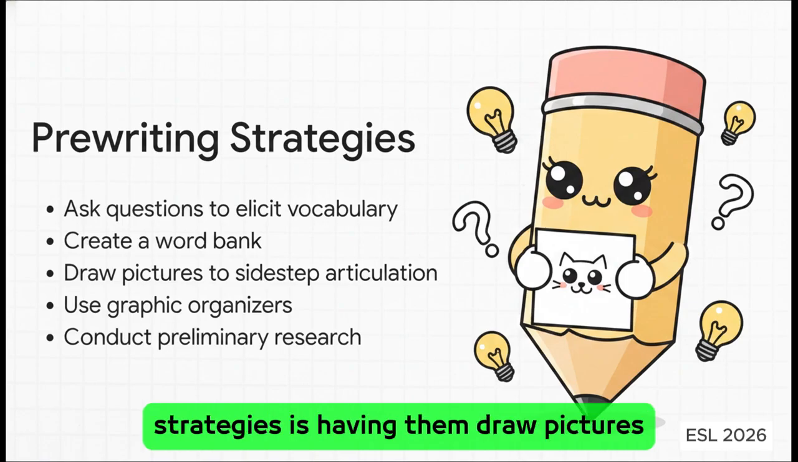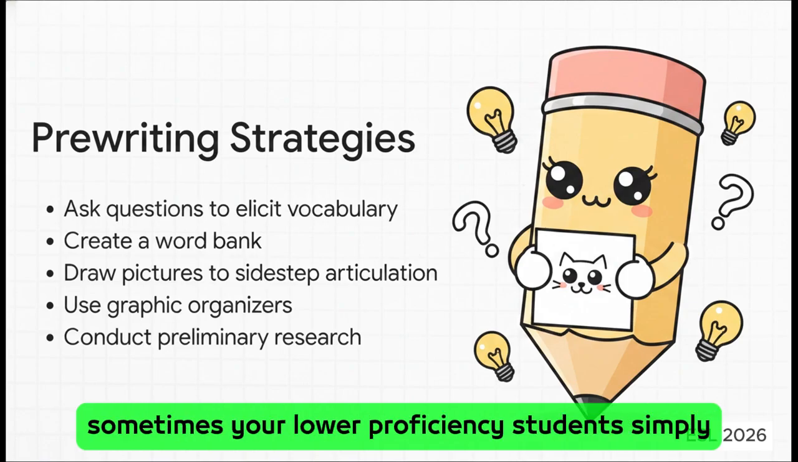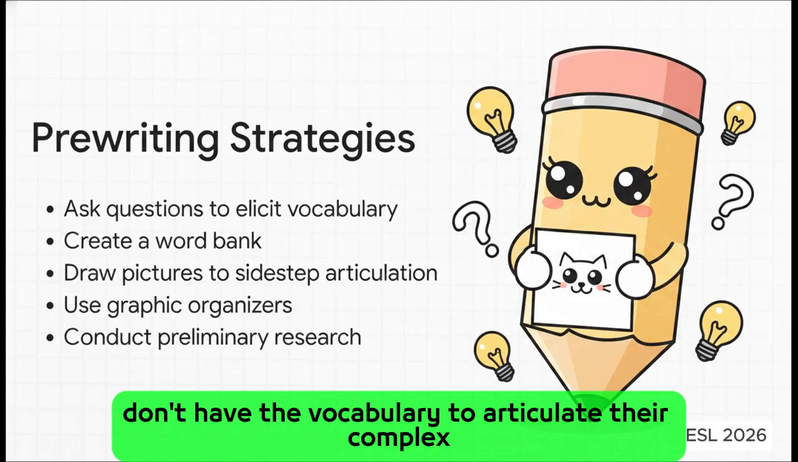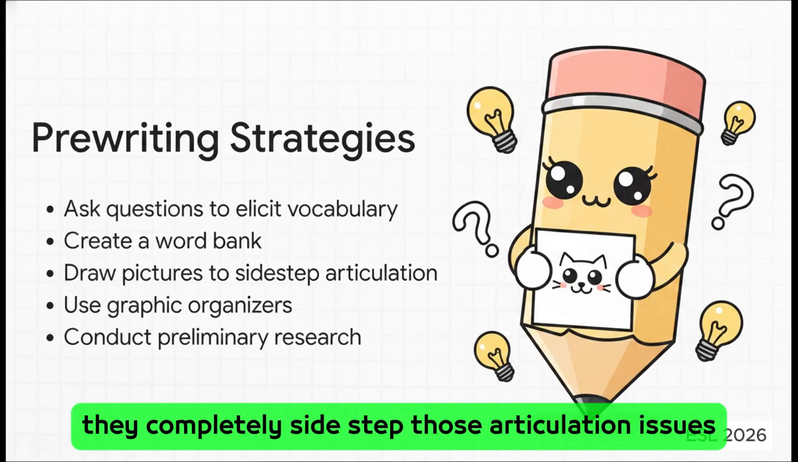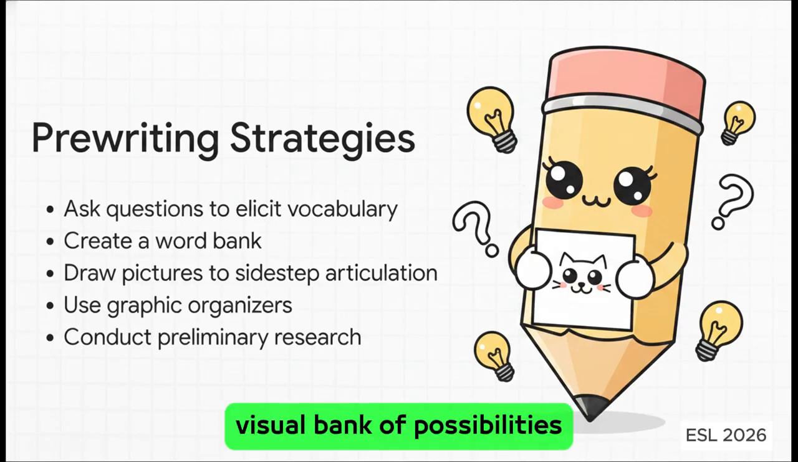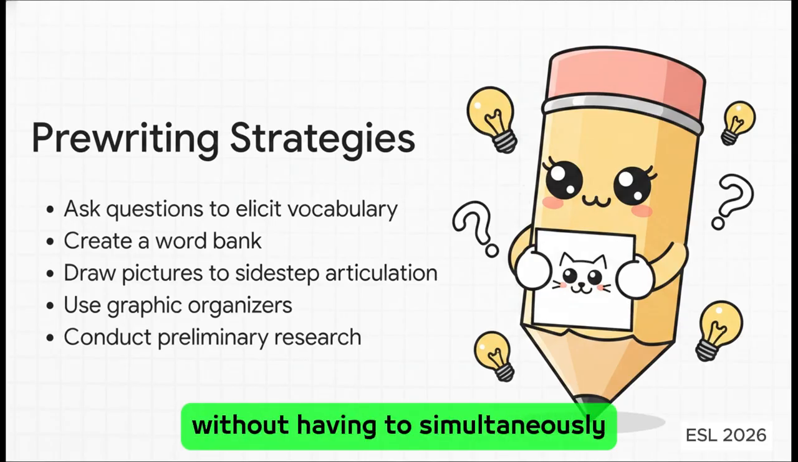Actually, one of my favorite strategies is having them draw pictures. Sometimes your lower proficiency students simply don't have the vocabulary to articulate their complex ideas just yet. By having them draw out their ideas first, they completely sidestep those articulation issues. They're generating this rich visual bank of possibilities without having to simultaneously juggle complex grammar decisions.